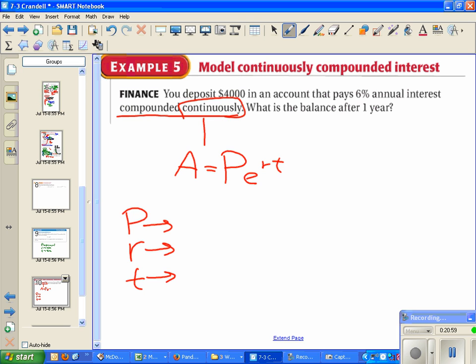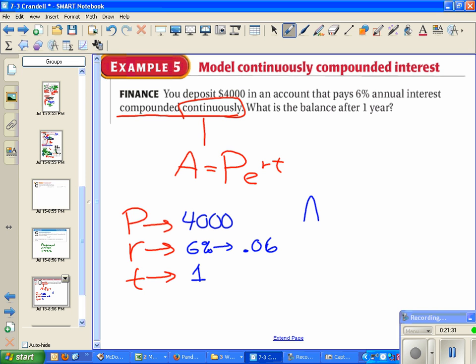What is P? What is R? What is T? Pause it, write them down. Okay. So principal would be 4,000, right? The rate is going to be 6%, and hopefully you get bonus points if you change it to 0.06 already. And then time is 1 year. All right. So if you did all that by your lonesome, great job.